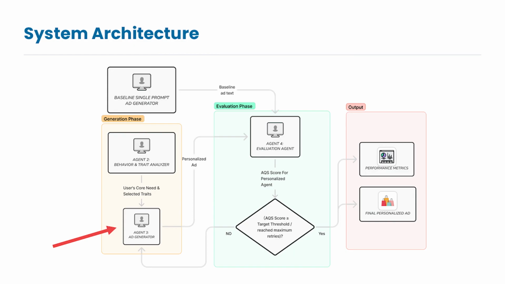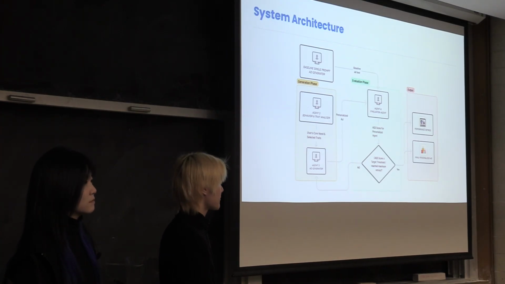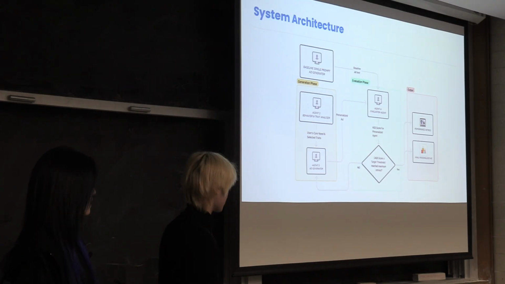So we run both the baseline model and the MAS system in parallel. We send both generated ads to agent 4, the evaluator. If the pipeline result is not clearly better than the baseline, agent 4 will generate a refinement suggestion and send the suggestion back to the ad generator. This loop will run a maximum of 3 times, after which we take the best result.